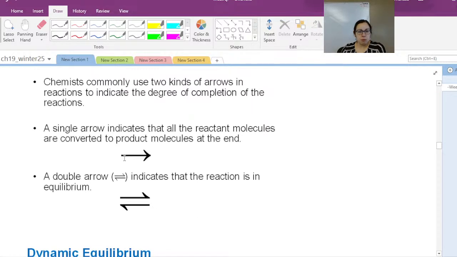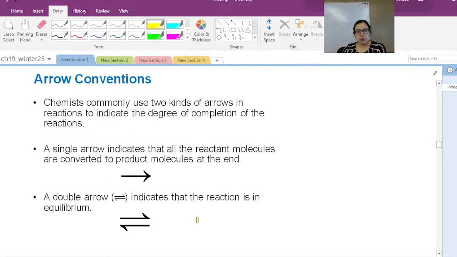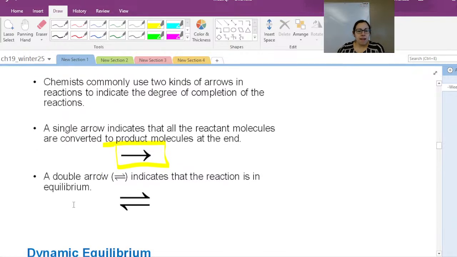And then, the arrows. Normally we worked with this single arrow convention. When we say that, we're usually saying it's all converted to products, it goes to completion. That's usually the implication. And then we're learning that our double-headed arrow means that it can go backwards and forth, and the reaction can proceed in both directions.